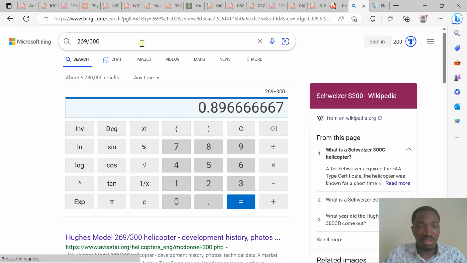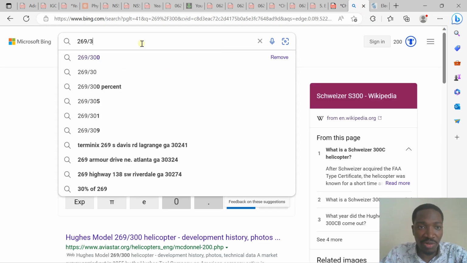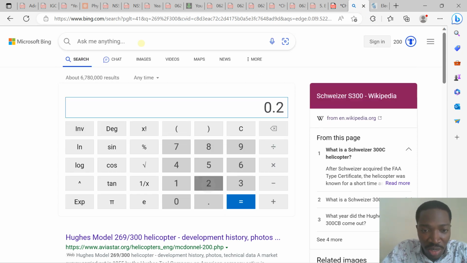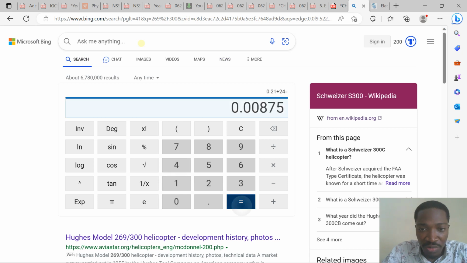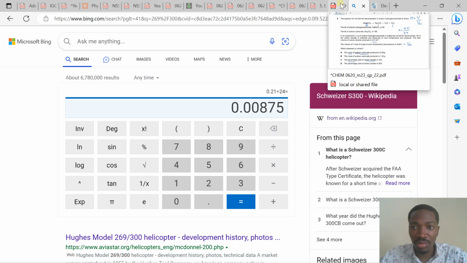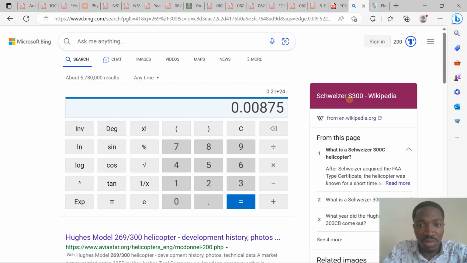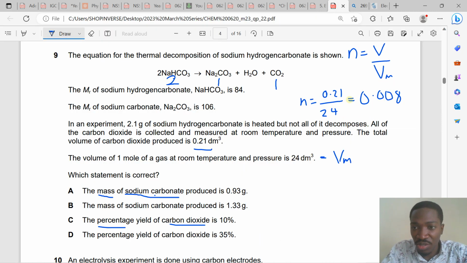Let's check that out. 0.21 divided by 24 gives 0.00875. 0.0088 is good enough. So this is what we have as the number of moles of carbon dioxide.